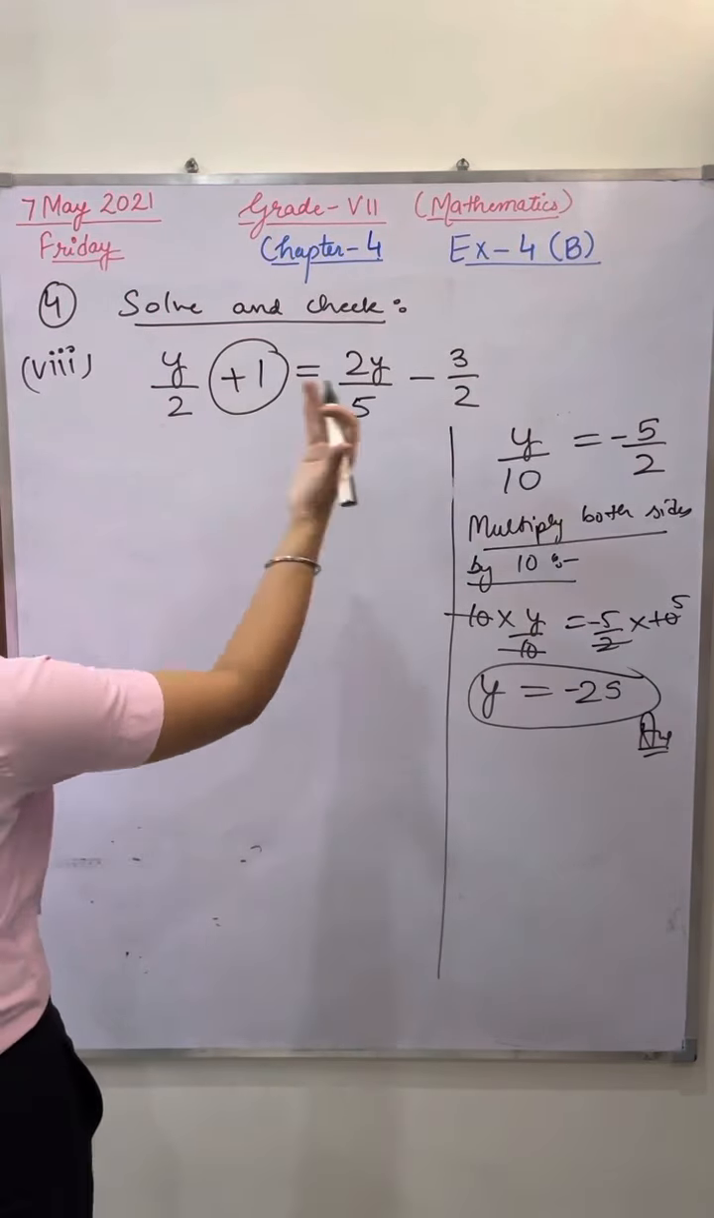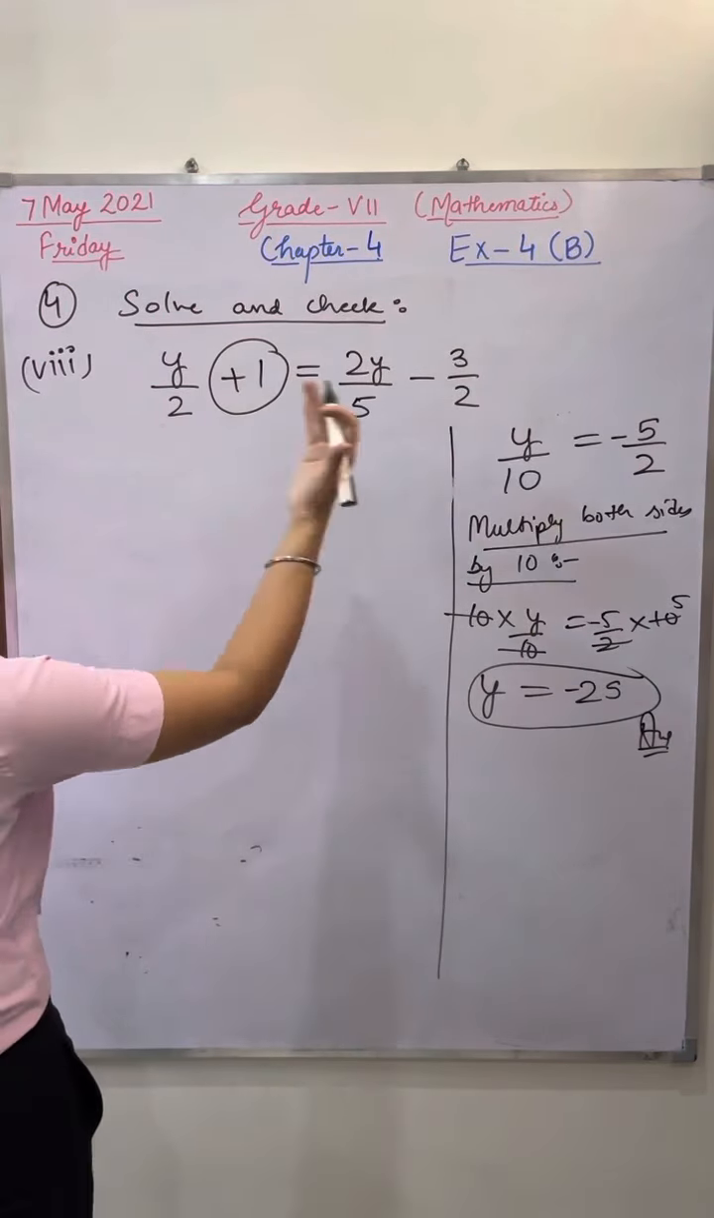y divided by 2, put the value minus 25 divided by 2 plus 1 is equal to 2 multiplied by minus 25 divided by 5 minus 3 by 2. Put the value of y here in the question: minus 25. Now take LCM here. LCM will be 2. 2 ones are 2, minus 25, plus 1 twos are 2, into 1, 2 is equal to... this is a multiplication, 2 into 25. So I can cancel 5 here with 5. It is equal to 2 5s are 10, minus 10 minus 3 by 2.